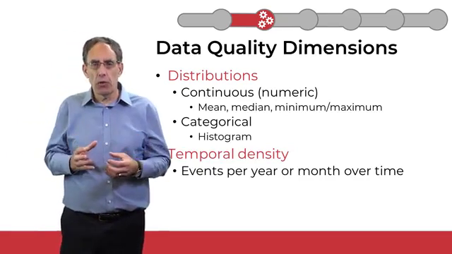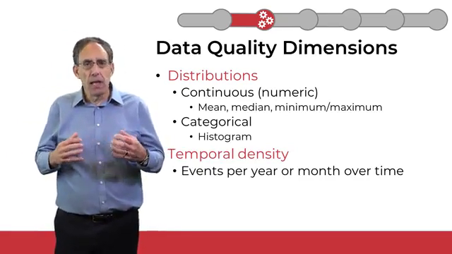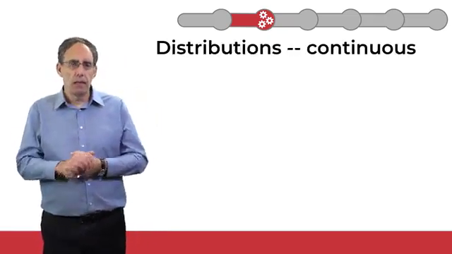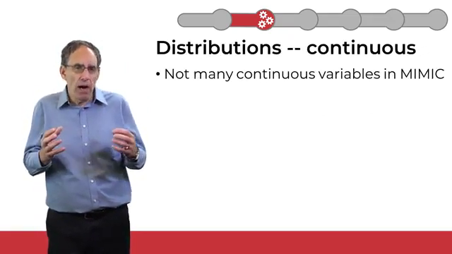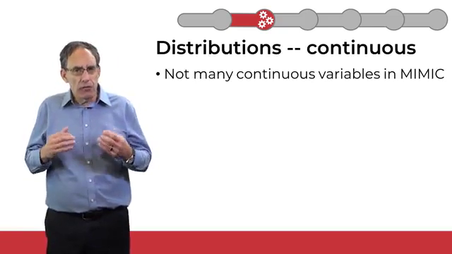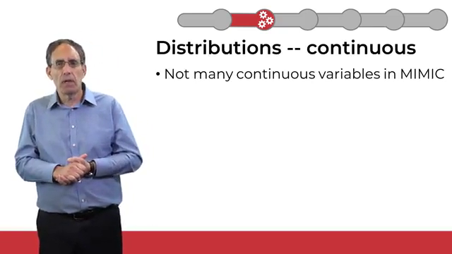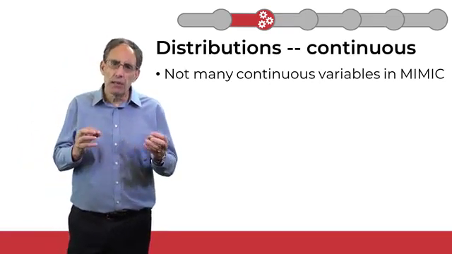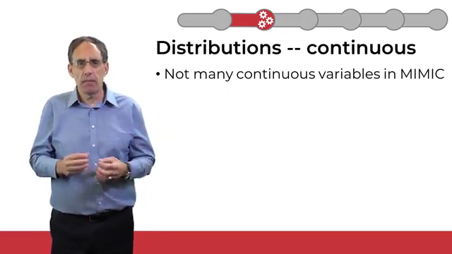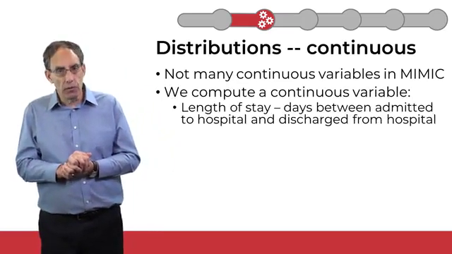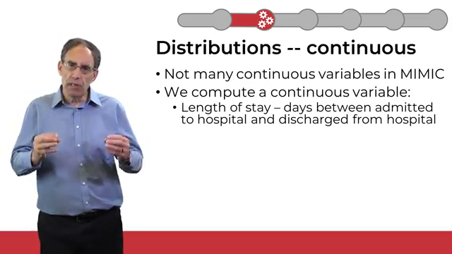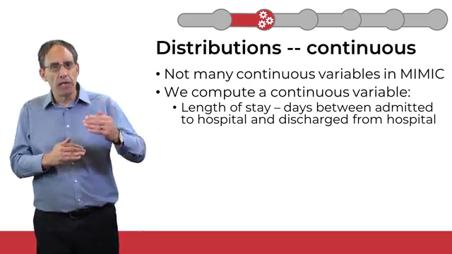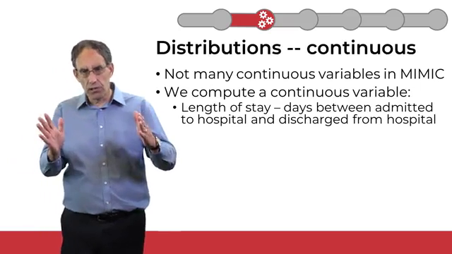Using the full power of SQL, it is possible to calculate a much wider range of complex quantitative data quality measures. In examining the Mimic tables, one does not find many variables that are intrinsically continuous variables. Most variables in Mimic are discrete categorical variables, but we can create continuous variables from existing Mimic variables. For example, we will compute the number of days a patient was in the hospital, called length of stay, which is the number of days between when a patient was admitted and discharged.